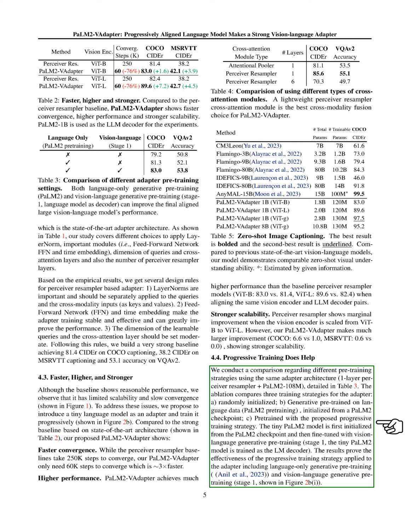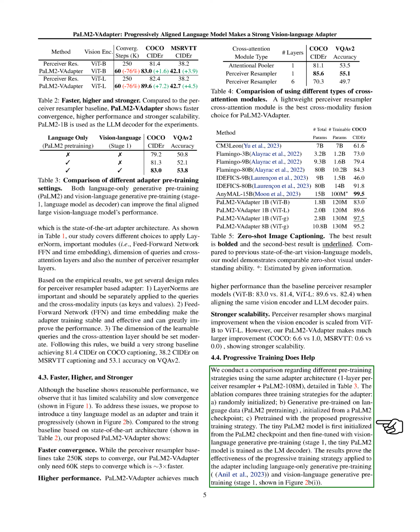The latter involves initializing the tiny PaLM2 model from a checkpoint and then fine-tuning it with vision-language generative pre-training. Our findings confirm the effectiveness of this progressive training strategy, which combines language-only generative pre-training with vision-language generative pre-training. Despite the advancements, we found that the perceiver resampler remains an essential component for enhancing cross-modal alignment and performance.